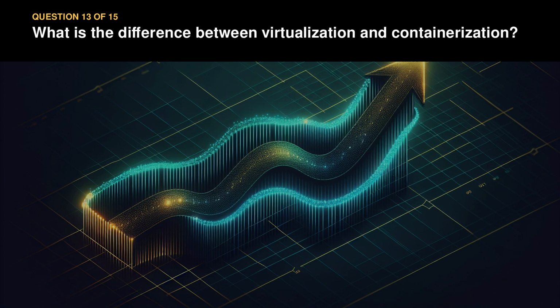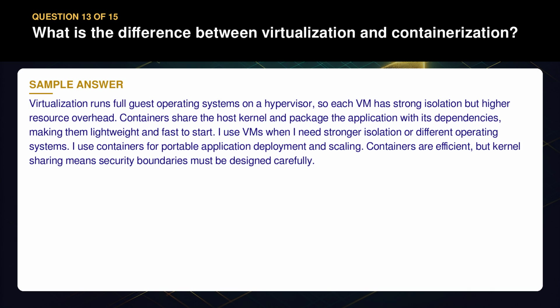Question 13. What is the difference between virtualization and containerization? Virtualization runs full guest operating systems on a hypervisor, so each VM has strong isolation but higher resource overhead. Containers share the host kernel and package the application with its dependencies, making them lightweight and fast to start. I use VMs when I need stronger isolation or different operating systems. I use containers for portable application deployment and scaling. Containers are efficient, but kernel sharing means security boundaries must be designed carefully.